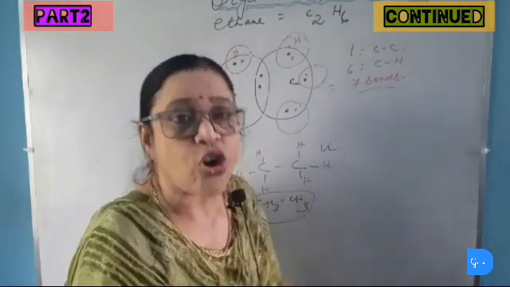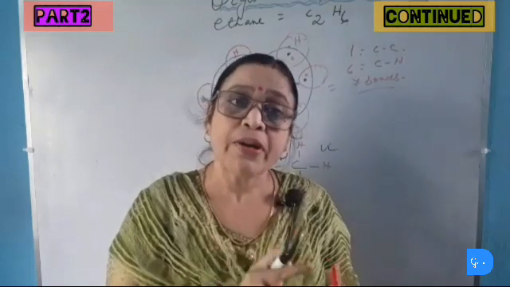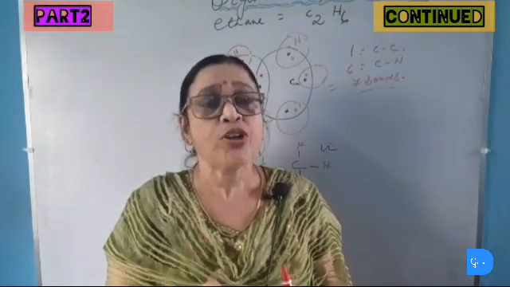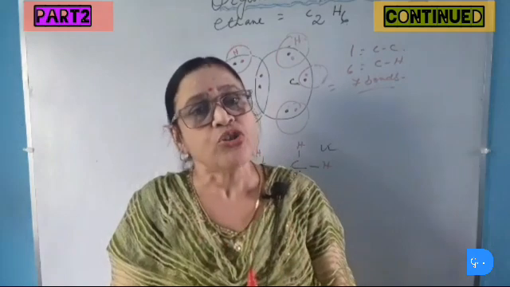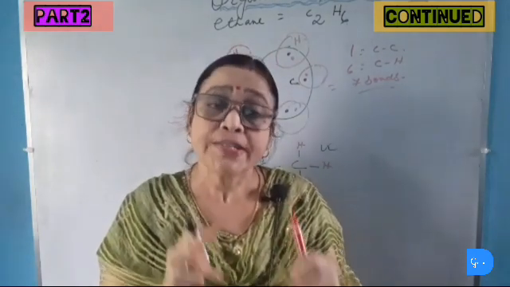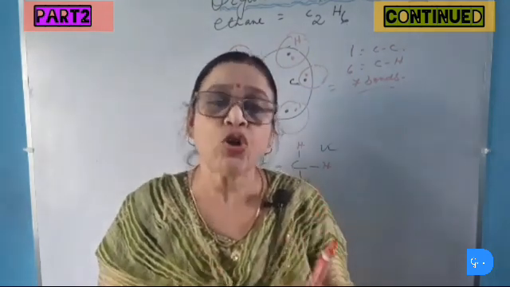In electron dot structure, only the valence electrons are shown. If there is a carbon-carbon single bond, then only 2 electron dots will be present because each carbon shares 1 electron. So 2 electrons will be present in the bond and thus it will form a single bond. The single bond in electron dot structure will contain 2 dots.